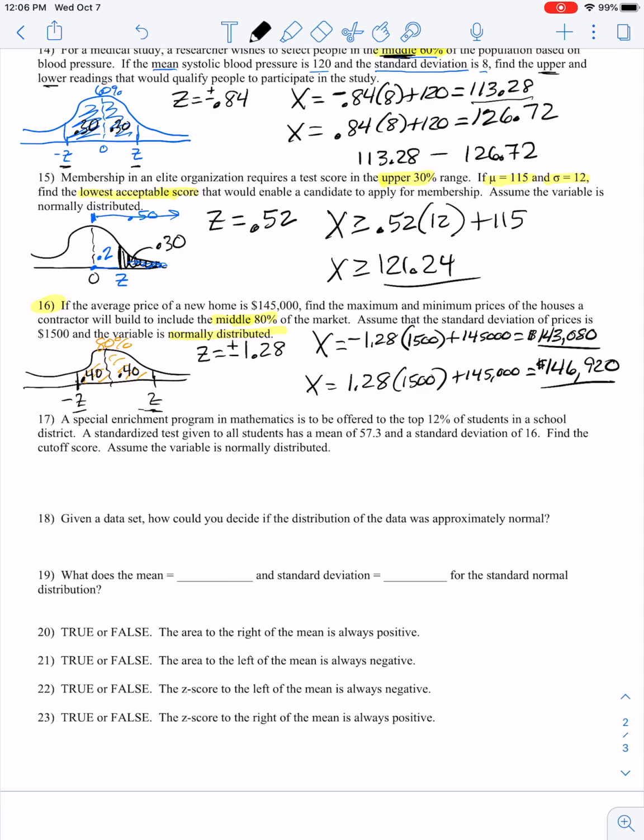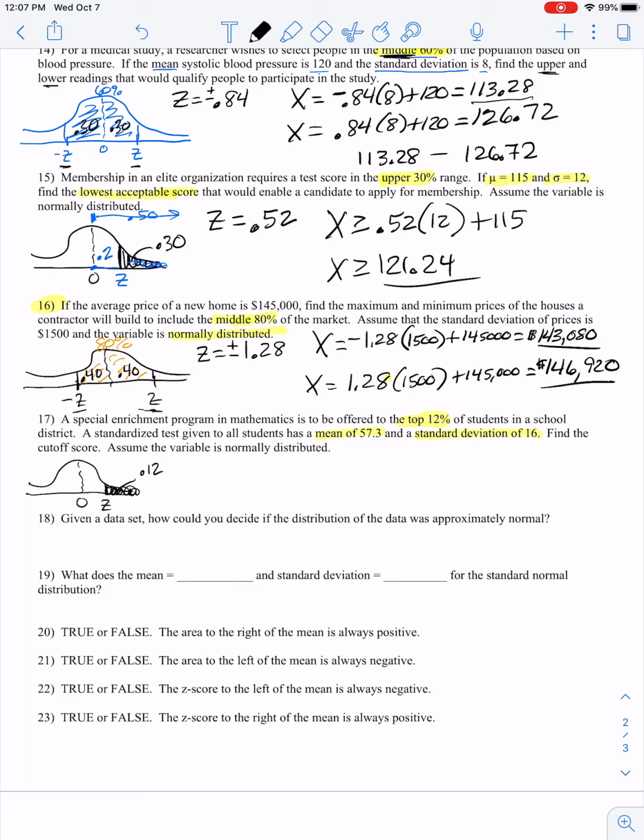Okay, I have one more here. I guess we could do this real quick. A special enrichment program in mathematics is to be offered to the top 12% of students in the school. A standardized test shows a mean of 57.3 and a standard deviation of 16. Find the cutoff score. Okay, so let's draw a picture so we see what we're looking at here. Mean, and we've got out here in the right tail, top 12%. So I'm going to have a Z to the right.